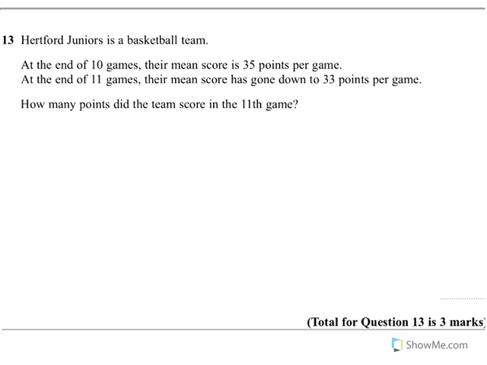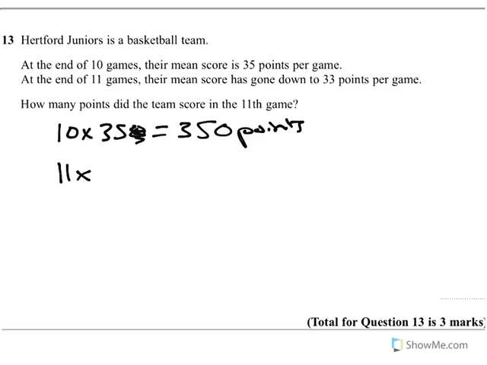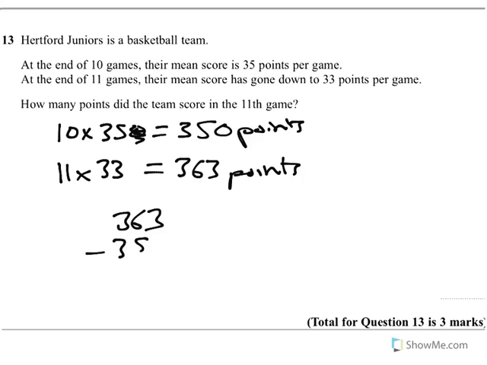Well, in 10 games, if their mean was 35, their total would have been 10 times 35, which would have been 350 points. After 11 games, their mean score has now gone down to 33 points. So to find out their total score, we need to do 11 times 33. 10 times 33 is 330, plus another 33 is going to be 363. So that means that in the 11th game, they did 363 minus 350, which is 13 points.